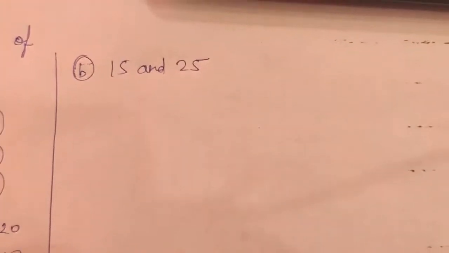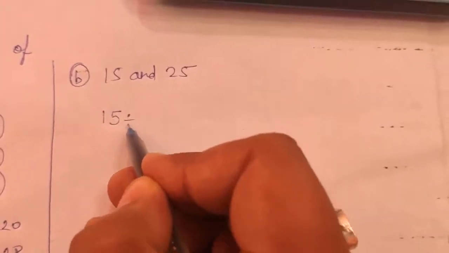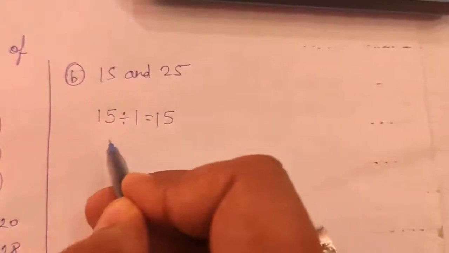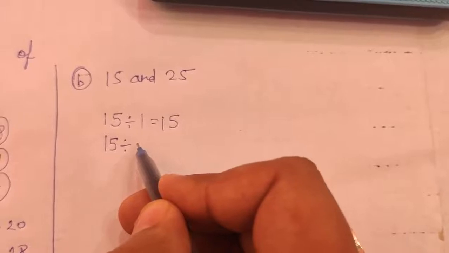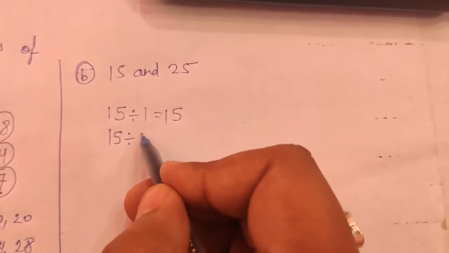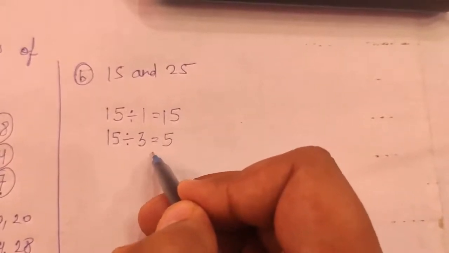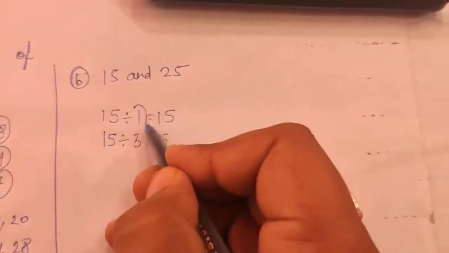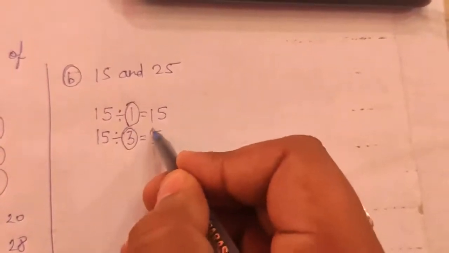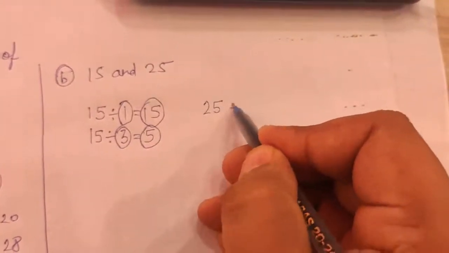Now at second part there is 15 and 25. Now we will find the factors of 15. 15 divided by 1, then we will get 15. 15 divided by 2, it is not possible to divide it by 2 because it is not divisible by 2. Then we will divide it by 3, then we will get 5. Between 3 and 5 there is 4, and by 4 15 is not divisible, so these are the factors 1, 3, 5 and 15.